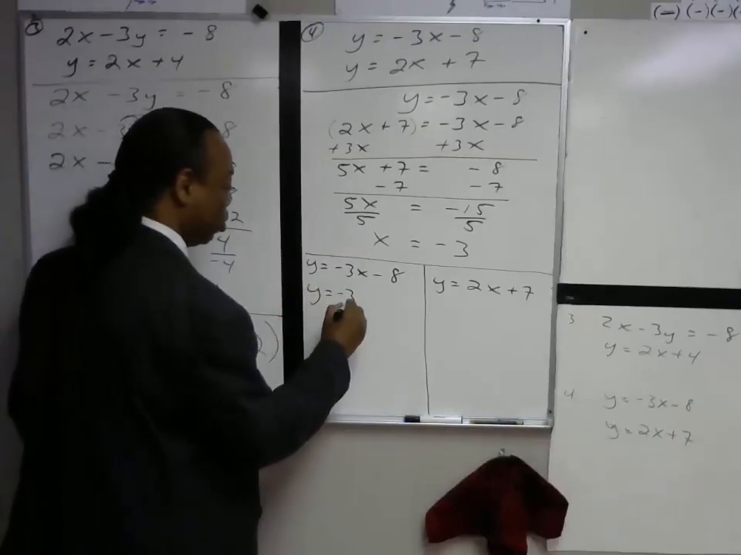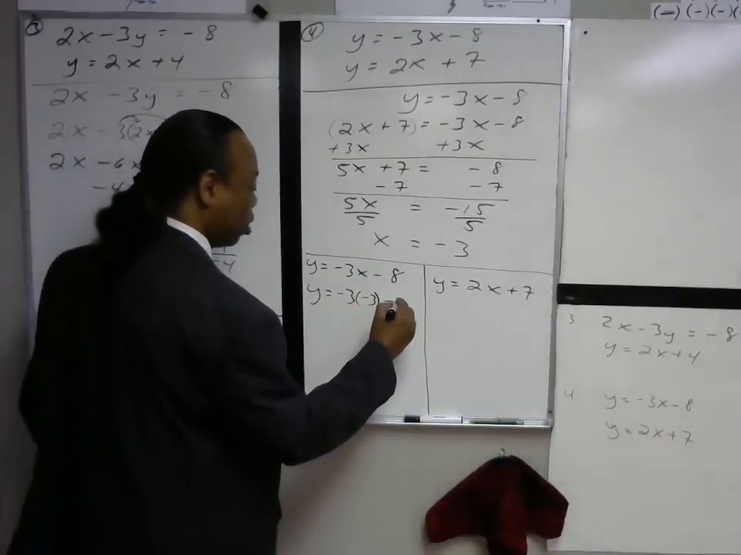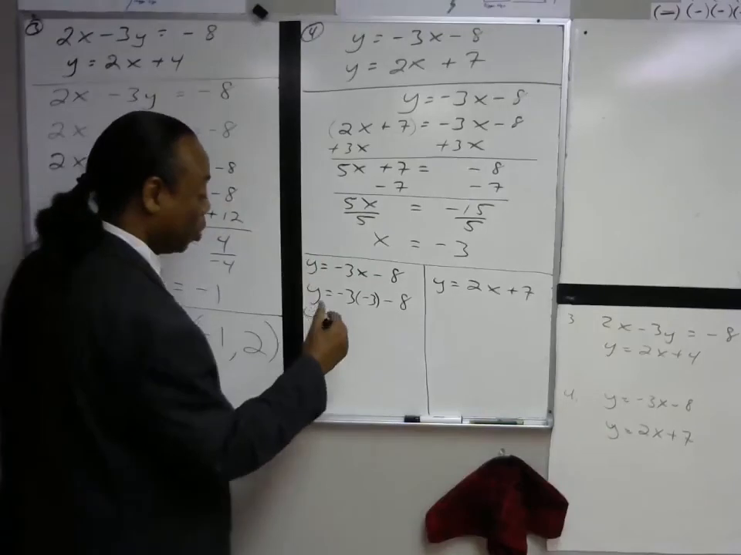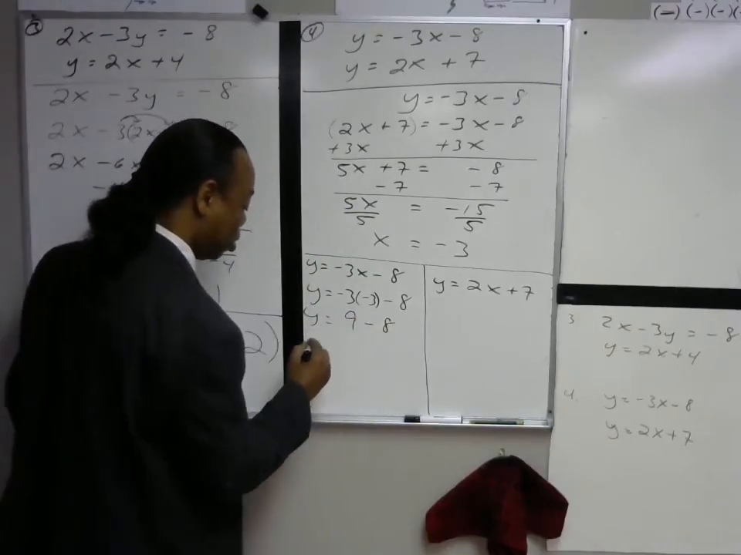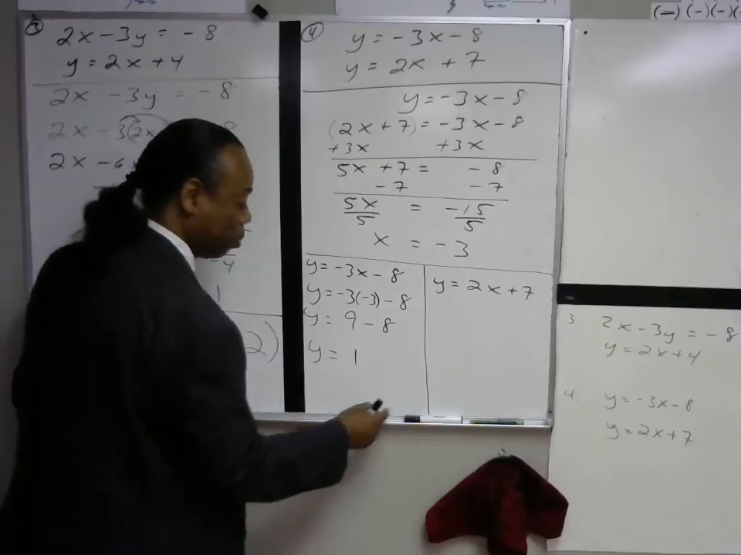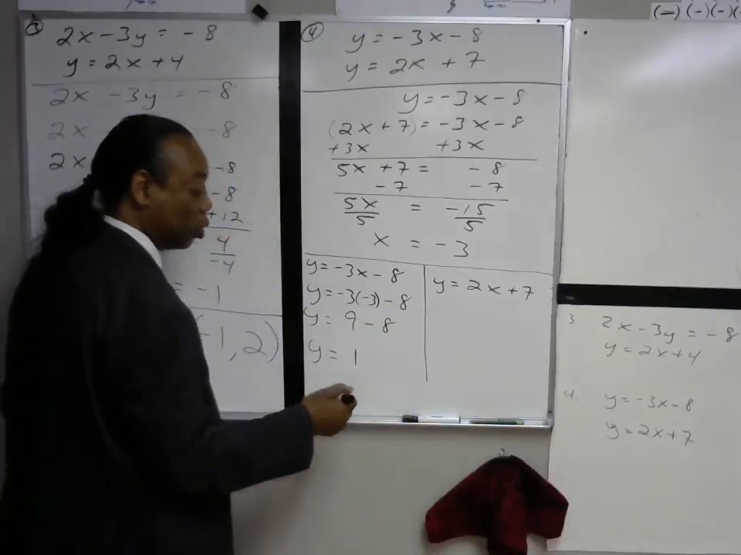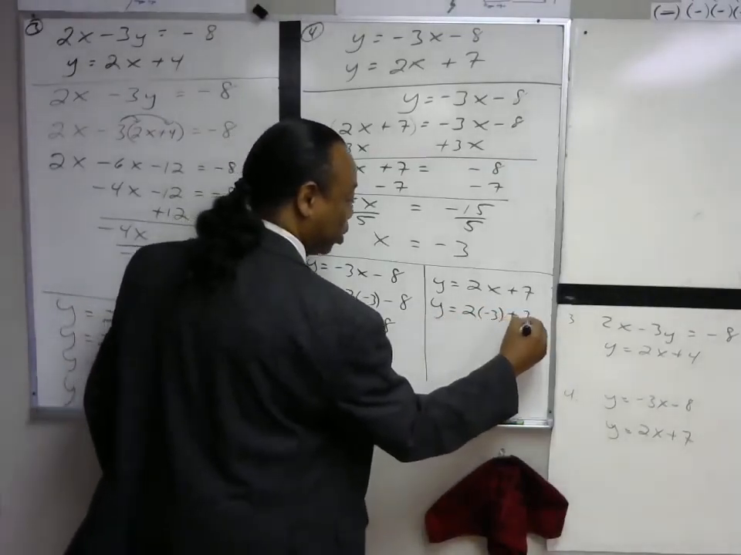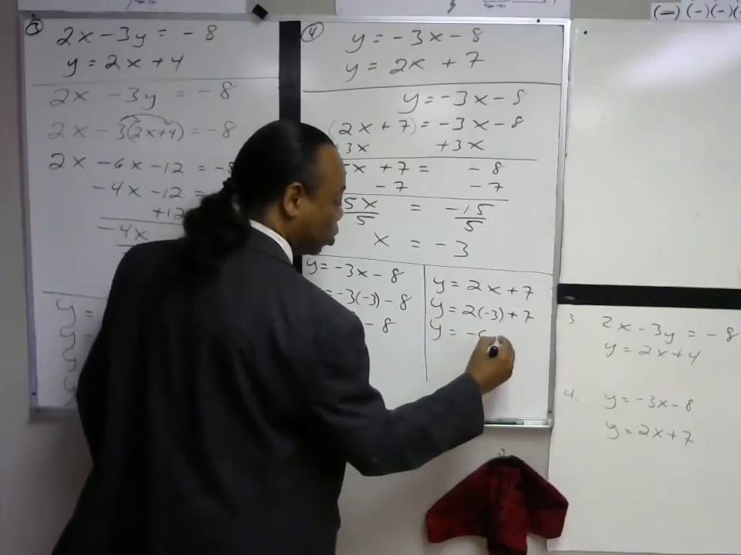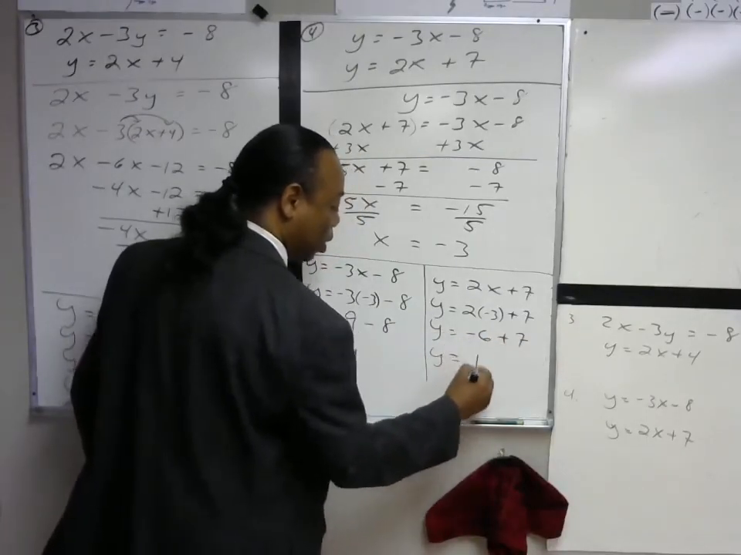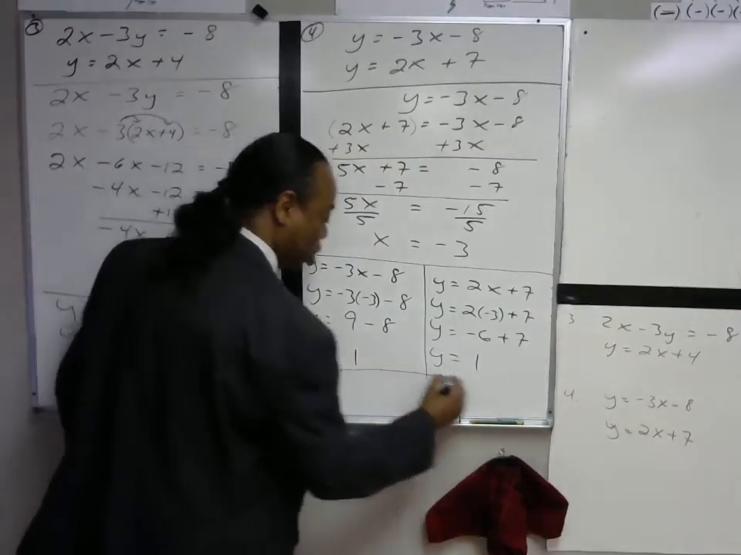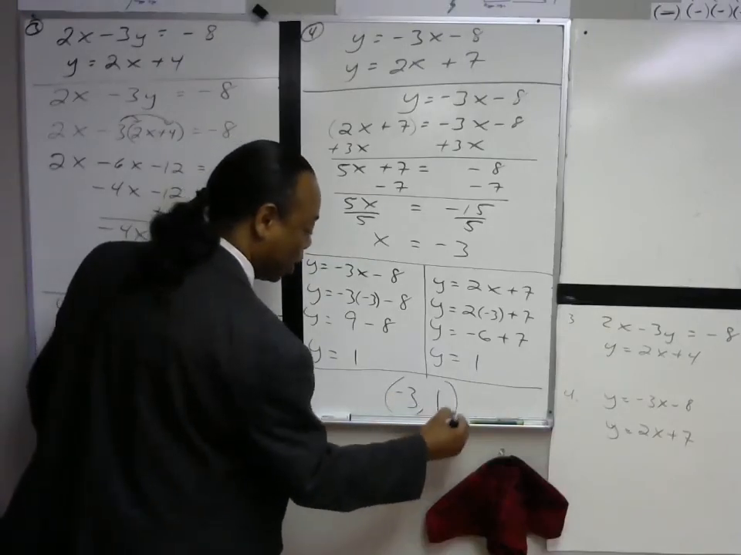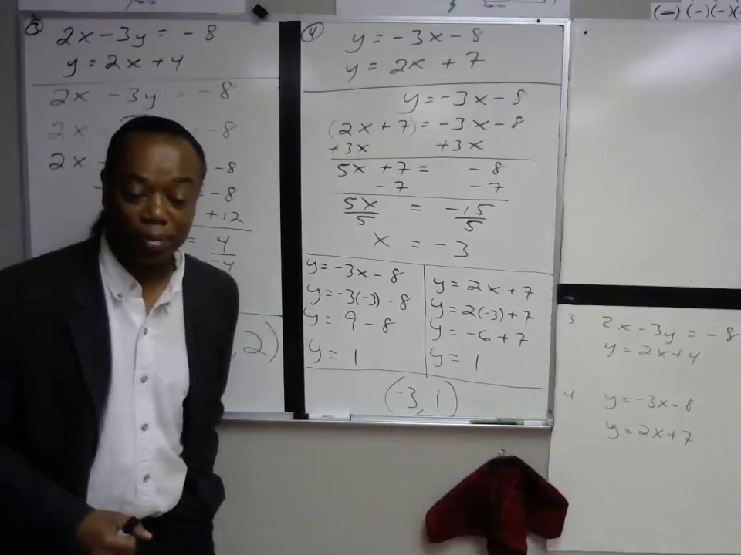So we have y equals -3, parentheses, -3 minus 8. All right, so 3 is multiplied, and what we get is a 9 minus 8. And y ends up being 1. Okay, over here, let's do the same thing. Y equals 2, substituting the -3 here, plus 7. So y equals -6 plus 7. And y is 1. So that's our confirmation that x is -3 and y is 1. And that's the solution of this system.